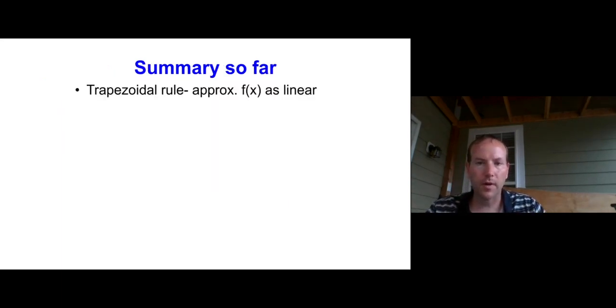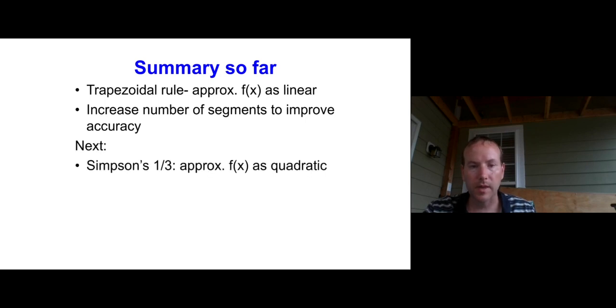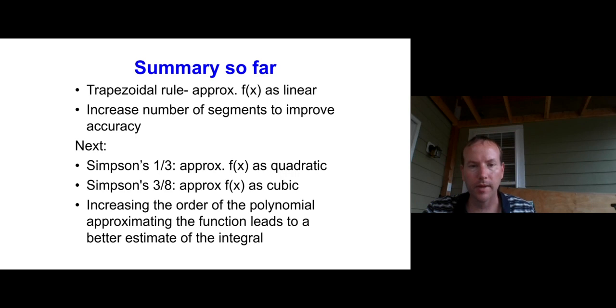Okay, so to summarize so far, we said that in the trapezoidal rule, we could approximate f as a linear function and numerically estimate its integral that way. But if we increase the number of segments using the multiple application rule, we can improve the accuracy of our estimates. What's coming next is that we're going to look at how we can use more complex approximating functions, either a quadratic or a cubic, to better and better estimate the integral of our functions.